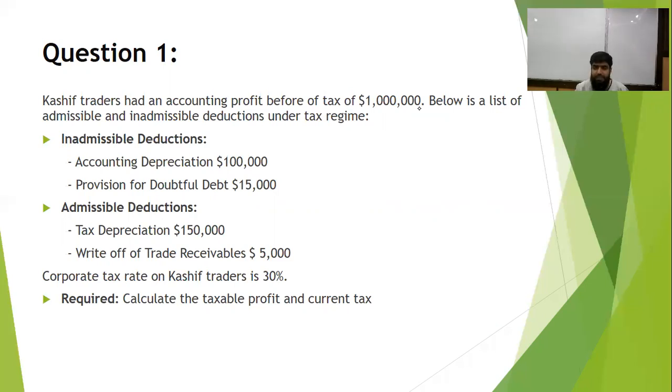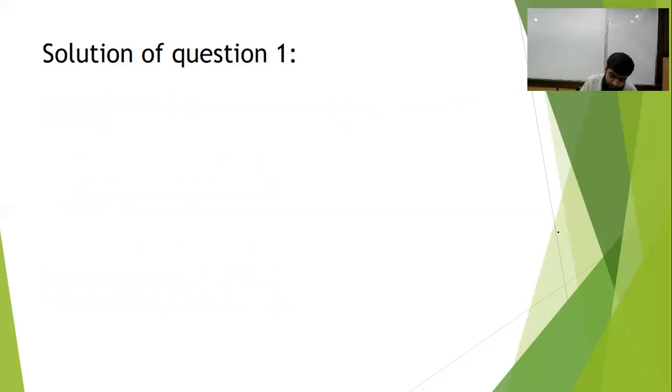The corporate tax rate is 30%. Calculate the taxable profit and the current tax. Why? Because to calculate the current tax, we need to calculate the taxable profit. The profit given in the question is the profit before tax, that is the accounting profit, and we cannot apply the 30% to the accounting profit. We have to calculate the taxable profit. So let's calculate it.